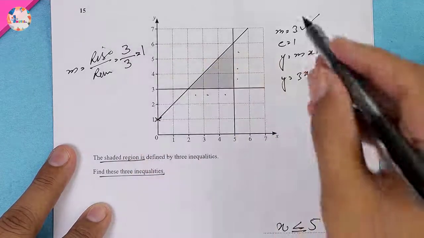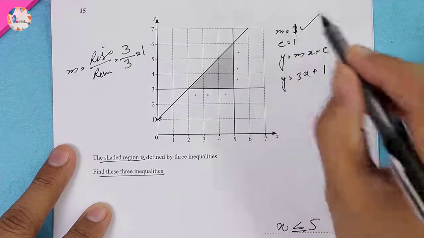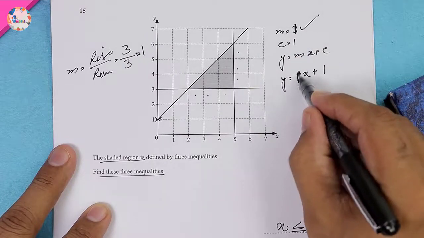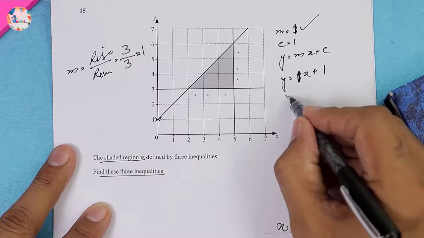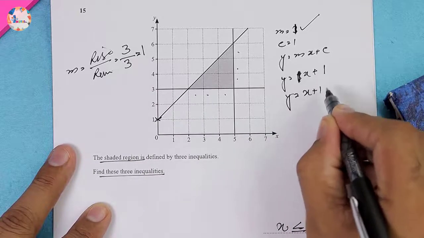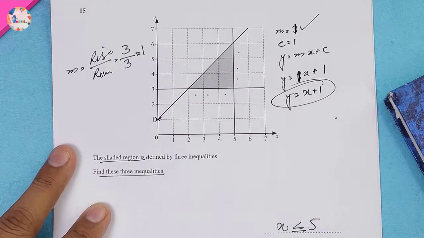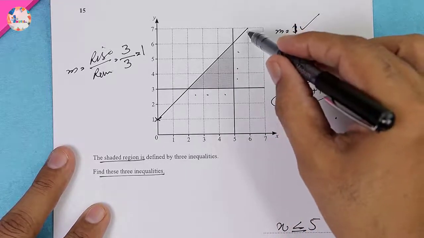Sorry, the gradient will be 1, not 3. So the gradient is 1. Better that we made the correction by calculating. So our final equation will be y is equal to x plus 1. This will be our final equation for this line.